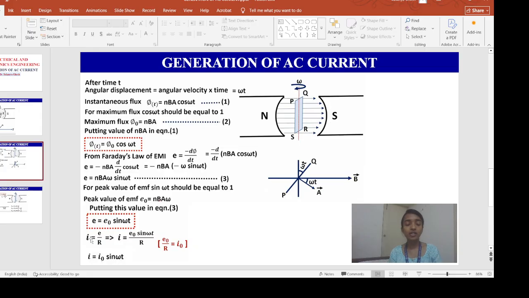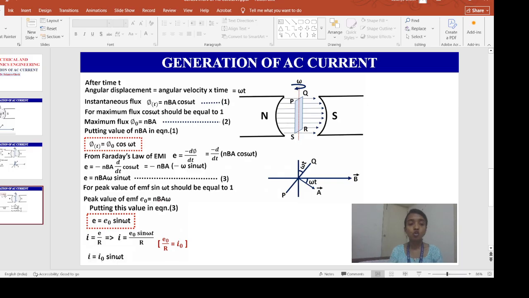So what is my current? Current will be EMF by R. So I will equal E, meaning E naught sine omega t, divided by R. So we can write I equals I naught sine omega t, where I naught equals E naught by R.